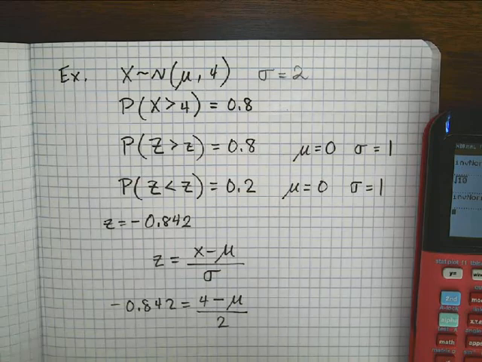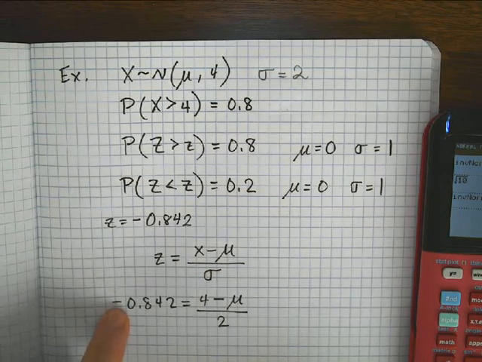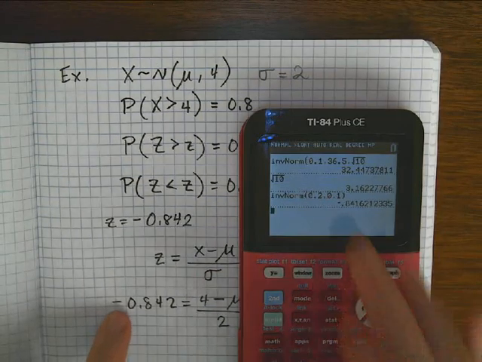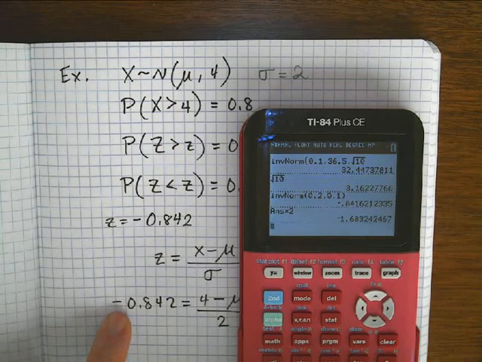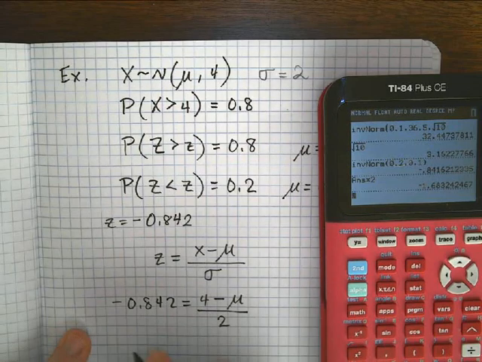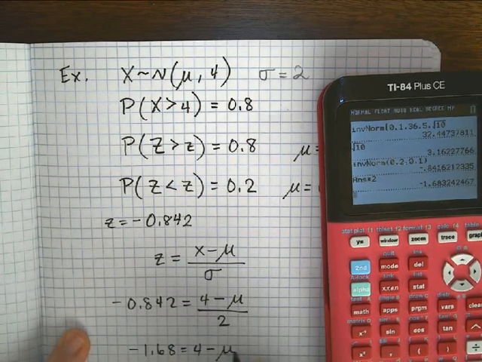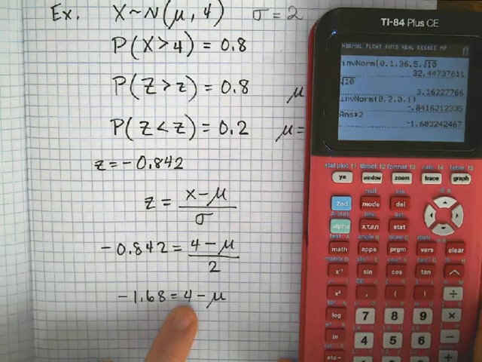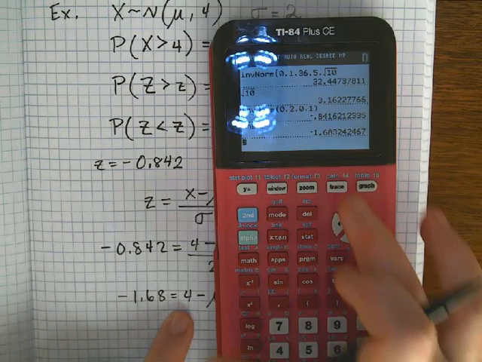So I'm going to multiply both sides of the equation by 2. Since I still have this in my calculator, I'm just going to times it by 2. So I get negative 1.68. Negative 1.68 is equal to 4 minus the mean. Now I'm going to move my 4 over, so I'm going to minus 4 from both sides. I still have this answer in there, so minus 4.